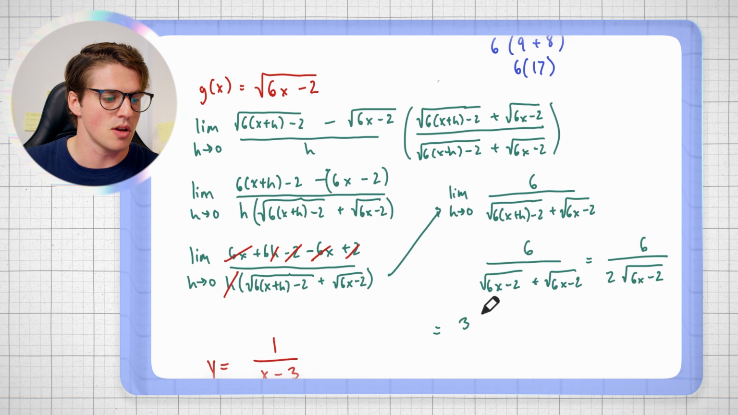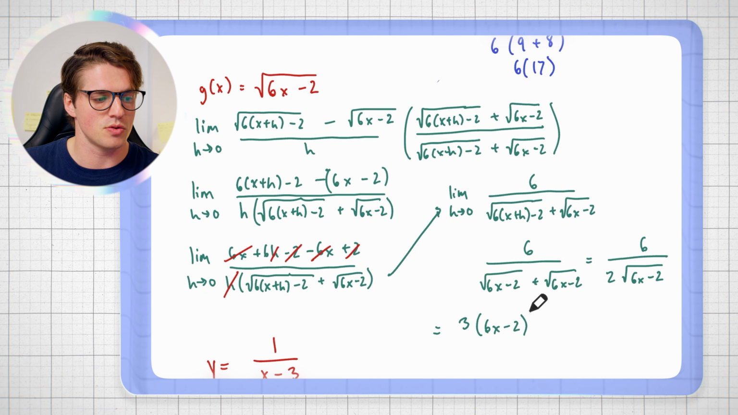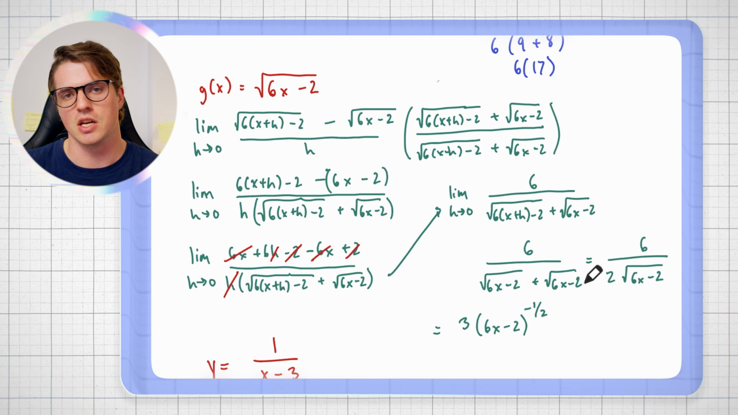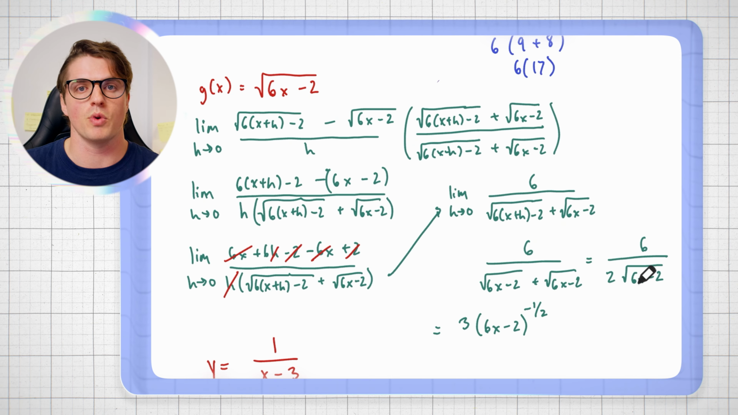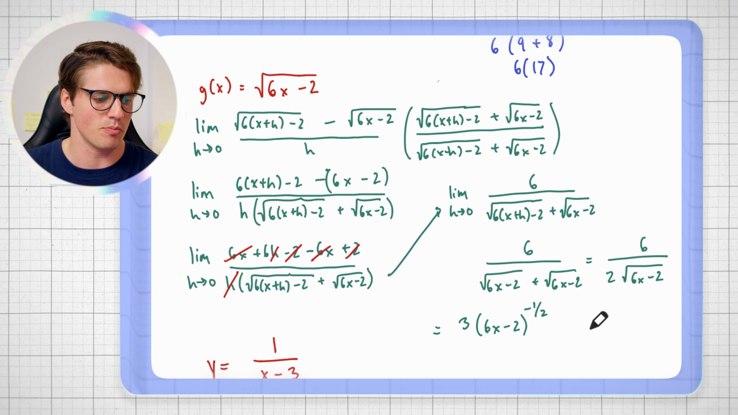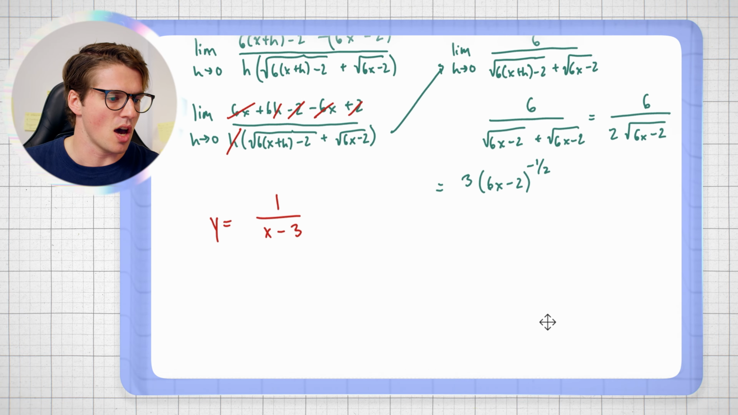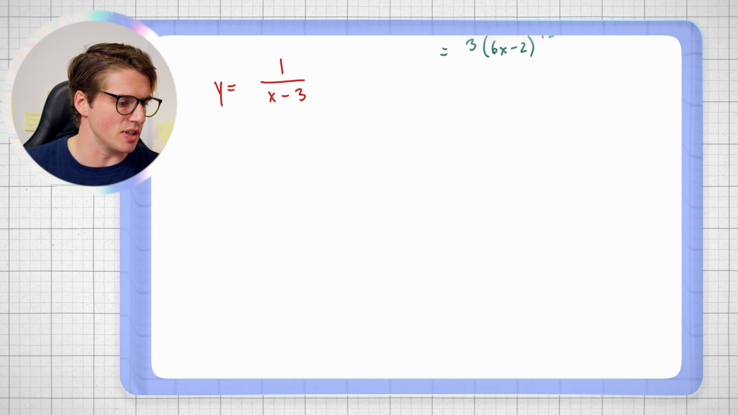Or we could even bring this up and say 6x minus 2 to the negative 1/2. Square root is to the 1/2 power. So since it's in the denominator, we can bring it up and say to the negative 1/2 power. Okay, and now our final example for today.